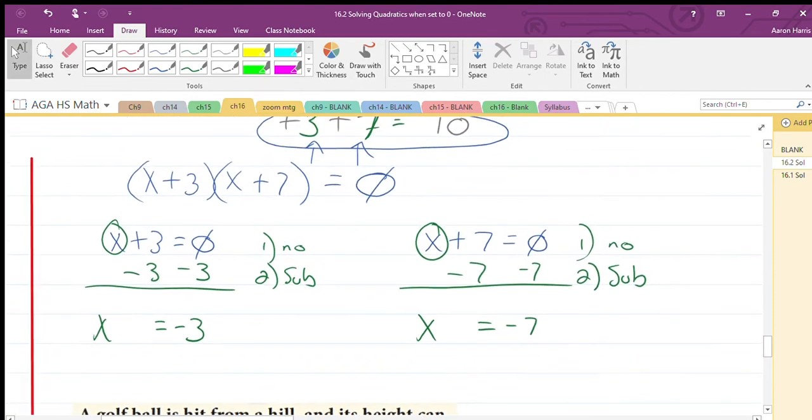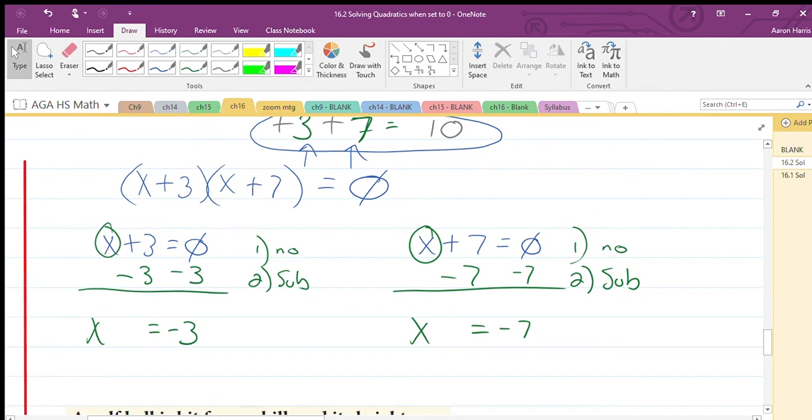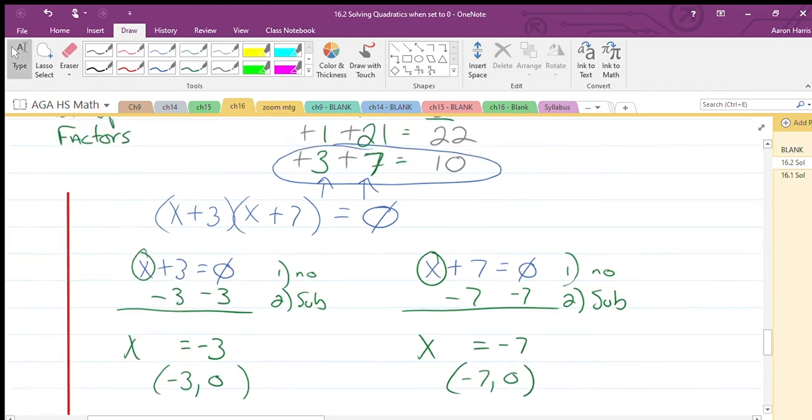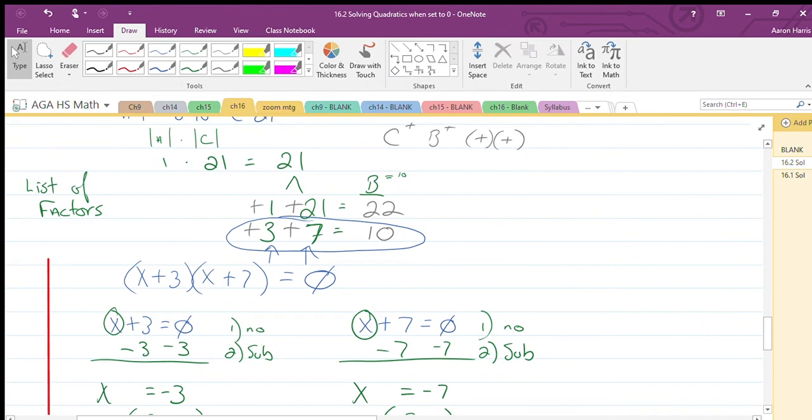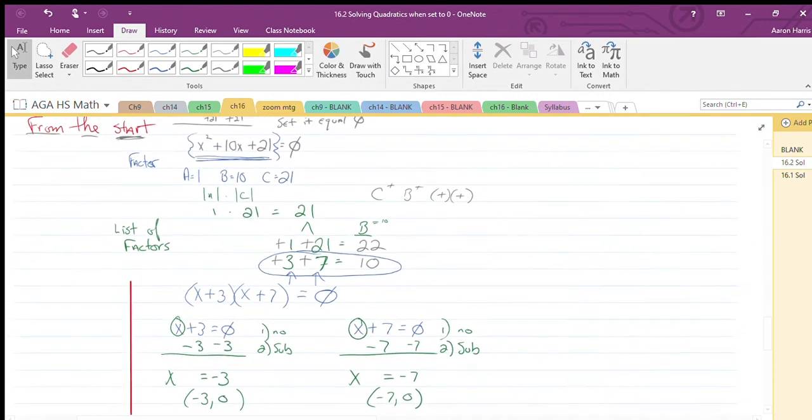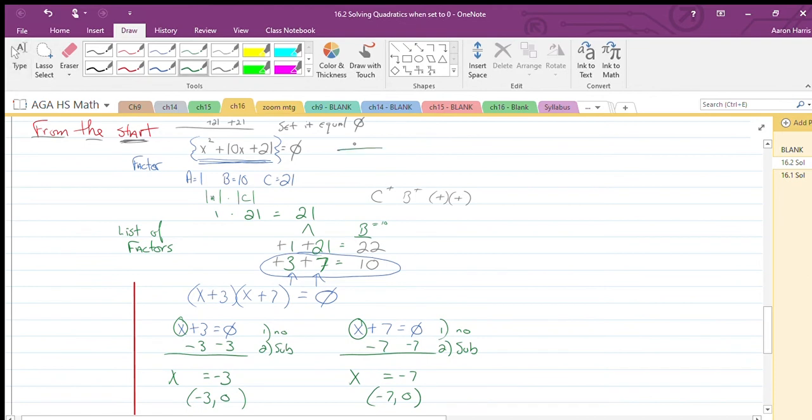So my solution, x-intercepts, x equals negative 3, x equals negative 7. I want you to go ahead and get used to what is my x-intercept. Negative 3, 0, negative 7, 0. You can graph those 2 points. It won't help you yet until I teach you how to get to the vertex, but you're getting close to graphing a quadratic.